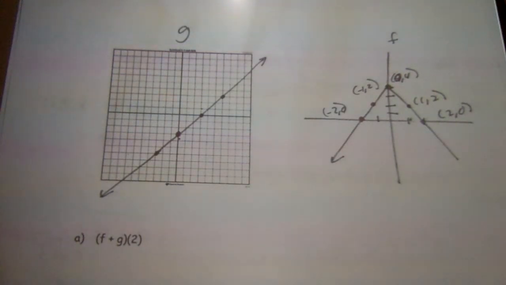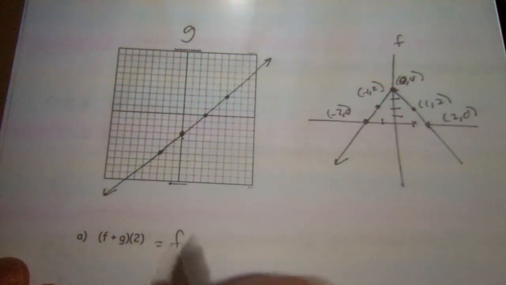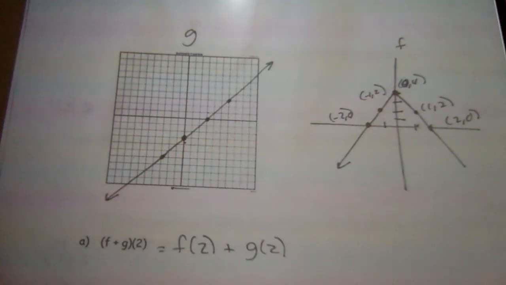What we want to do is we want to find f plus g of 2. That means I'm going to find f of 2 and add it to g of 2.